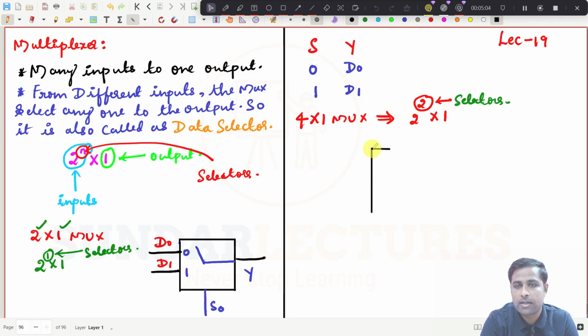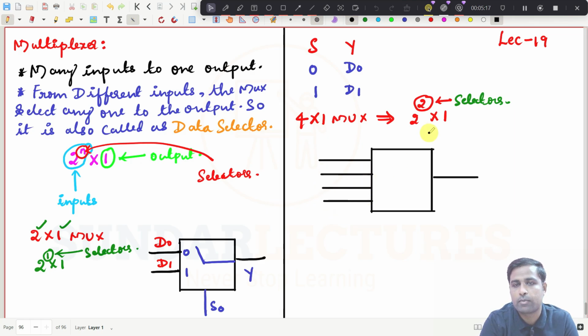So how will the diagram look now? You have a mux like this, and you have one output that is default, and you have four inputs, 1, 2, 3, and 4. That is what I have written here, 4 cross 1. And you have two selector switches. The inputs I will write as D0, D1, D2, and then D3.